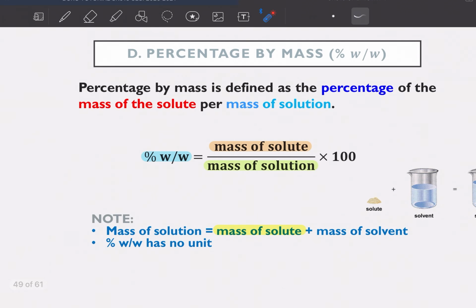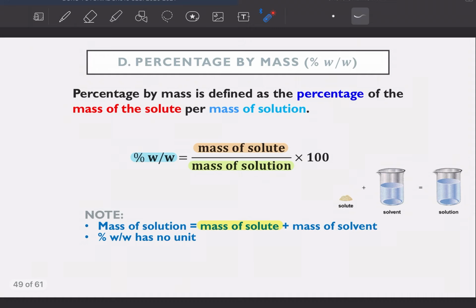Next, we have percentage by mass. Okay, so percentage by mass. Percentage by mass is defined as the percentage, maksudnya benda ni dia adalah percentage lah of the mass of solute per mass of solution. So maksudnya kita ambil ni solute over the mass of solution. Okay, since it is in percentage, we times 100%. Okay, so your percentage by mass has percent lah, obviously.